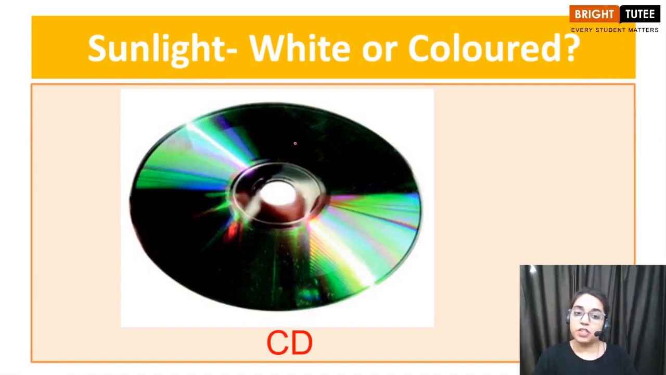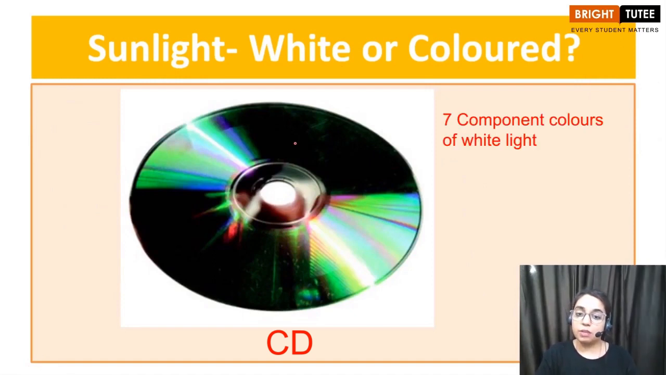You can observe a similar pattern of different colors on a CD. Okay, and this is also representing the 7 component colors of white light. Okay children, so let's now move ahead.